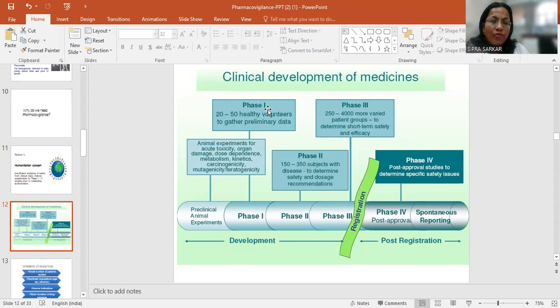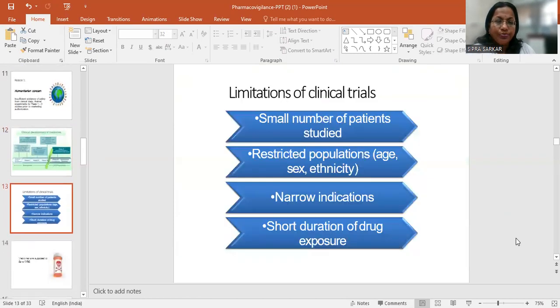Then it passes to phase 2, where 150 subjects with the disease are used to determine safety and dose recommendation. Next, if it passes again, it goes to phase 3, where the maximum number of patients is used, like 250 to 4,000, in more varied patient groups to determine short-term safety and efficacy. Next, phase 4 consists of post-approval studies to determine specific safety issues. Then it comes to market penetration. In phase 4, registration and post-registration occur, and the drug goes on to market surveillance.